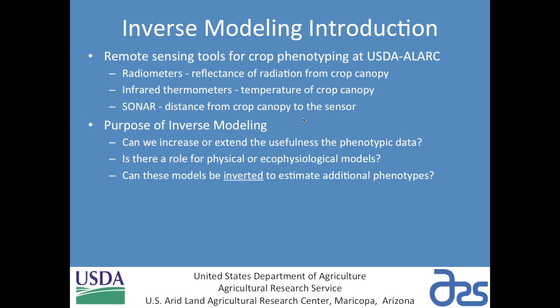Our tractor is really, at the core of it, only collecting three pieces of information. We have the reflectance of radiation from the canopy, the temperature of the canopy, and essentially the distance from the canopy to a sensor, which is a surrogate for crop height. So how can we use our models, our physical and ecophysiological models, to estimate additional traits that can be used for phenotypic data analysis? And the answer may be using some kind of inverse modeling procedure.